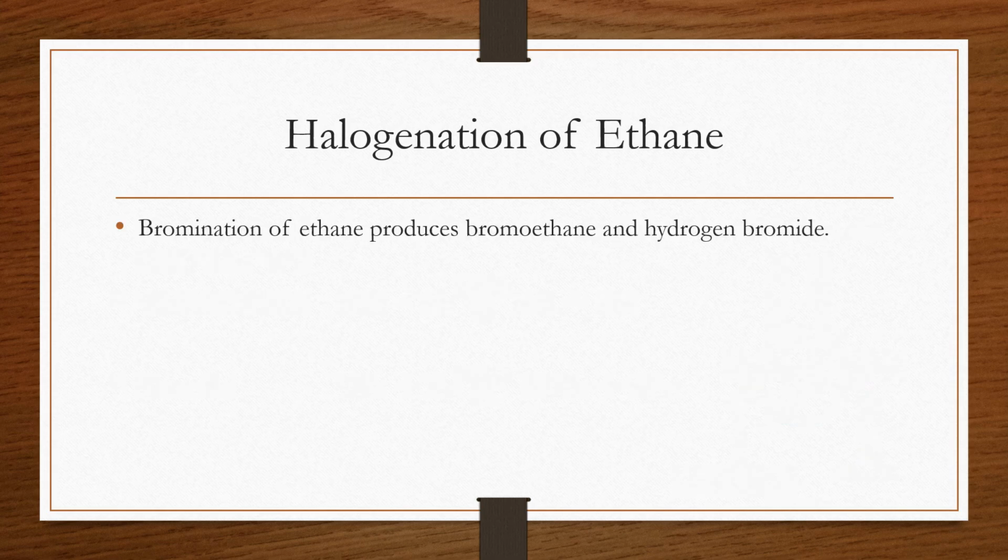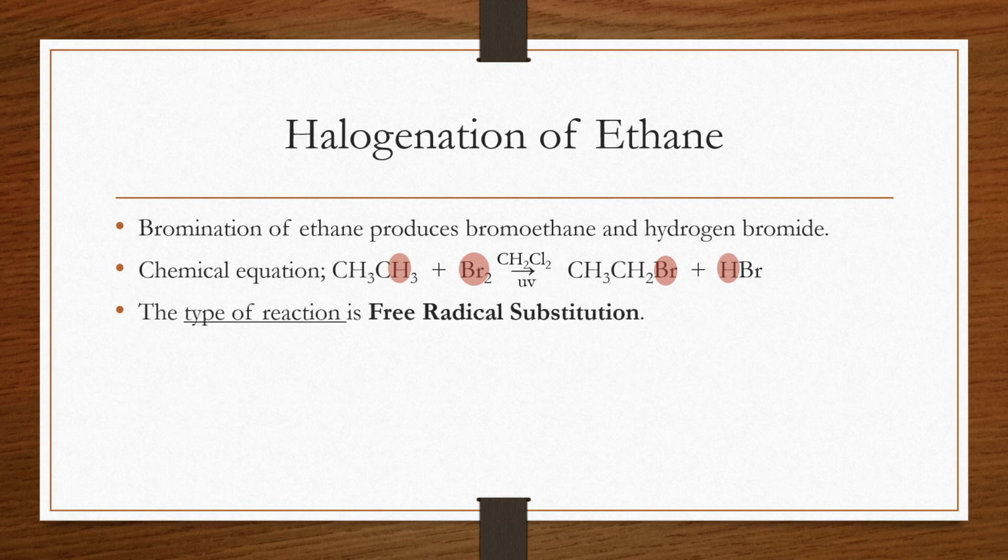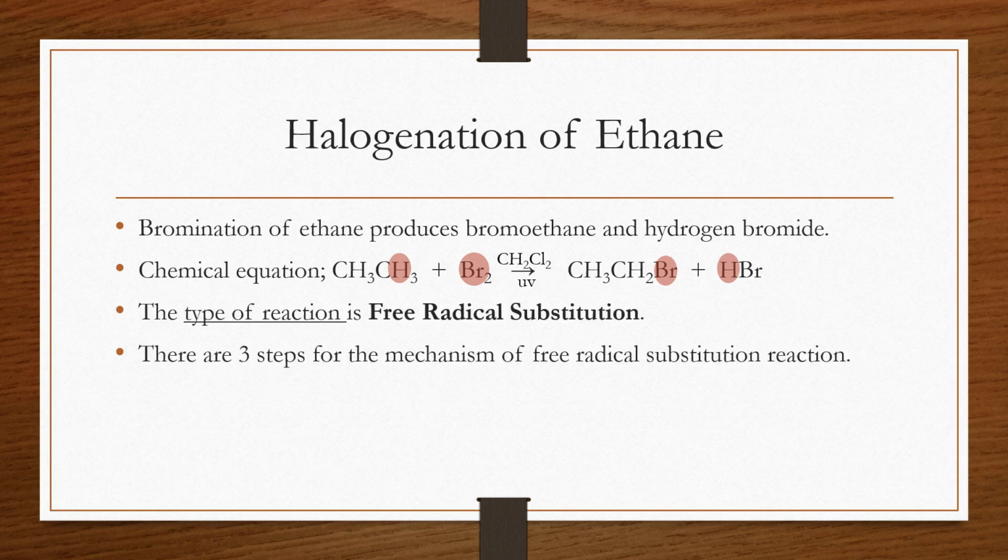Halogenation of ethane. Bromination of ethane produces bromoethane and hydrogen bromide. This is the chemical equation. One of the hydrogens in ethane is replaced by one bromine. The type of reaction is free radical substitution. There are three steps for the mechanism of free radical substitution.